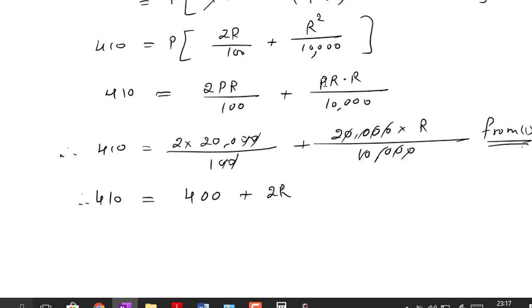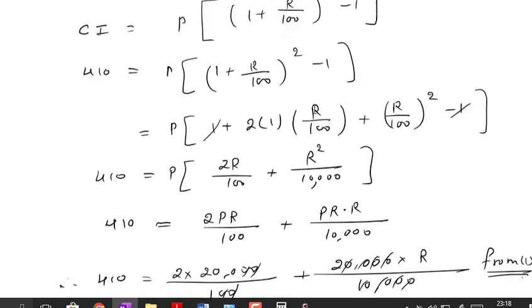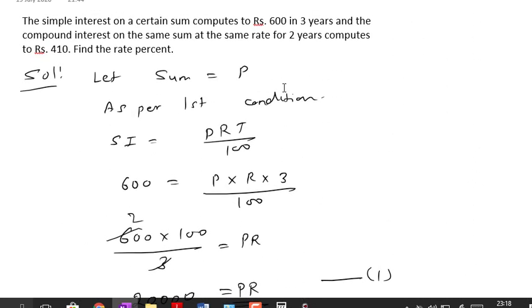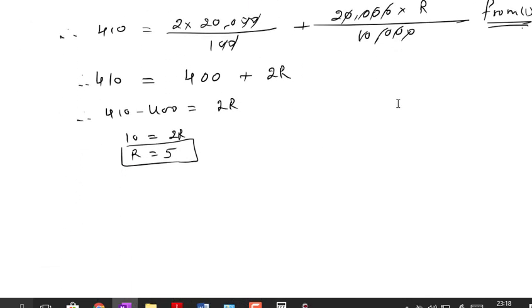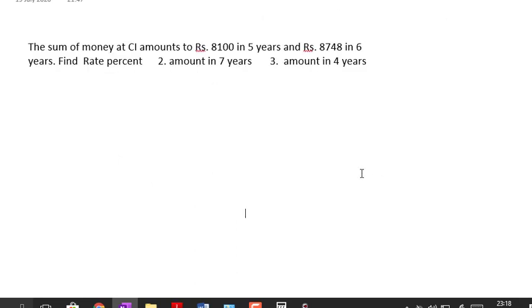So 400 plus 2R. This 400 will come to the left hand side. 410 minus 400 gives the value of 2R. This is 10. 10 equals 2R. So R is equal to 5. The value of R is 5. So the rate of interest R is 5. What is asked? Find the rate percent. So rate percent we have done. Therefore the rate percent is equal to 5%. Done. Now let us move to the next question.